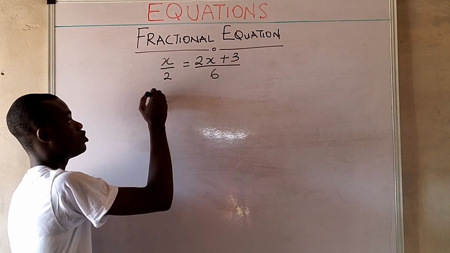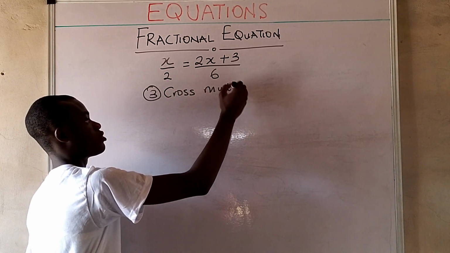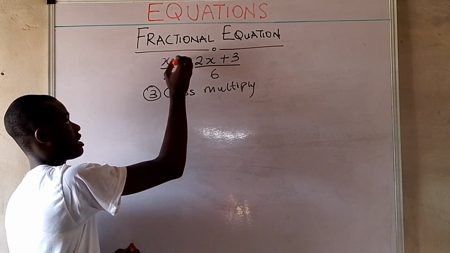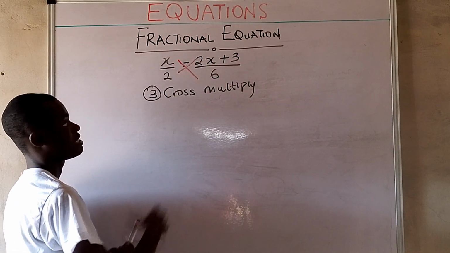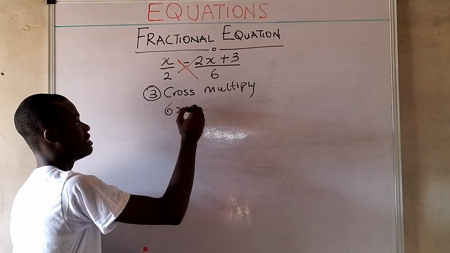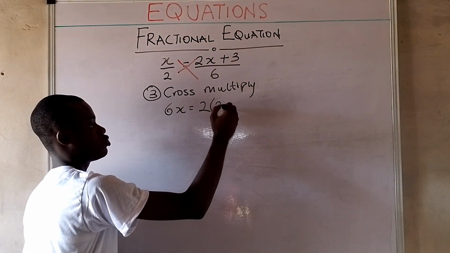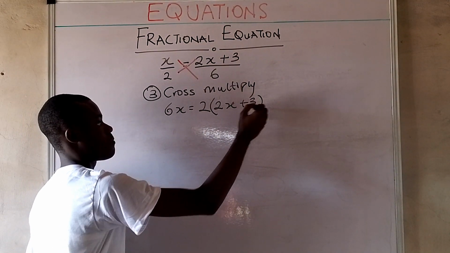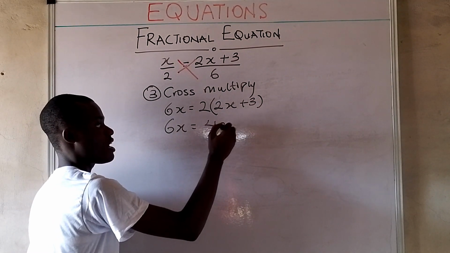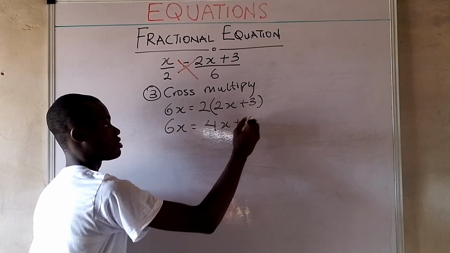So the next thing we are going to do, number 3, we have to cross multiply. By cross multiplication, we mean that we are going to multiply it like this. So we are going to have 6 times x, and 6 times x will give us 6x. Then 2 times everything on this other side, that's 2x plus 3. Now we have that 6x is equal to 2 times 2x, which is 4x, then 2 times plus 3 gives us plus 6.